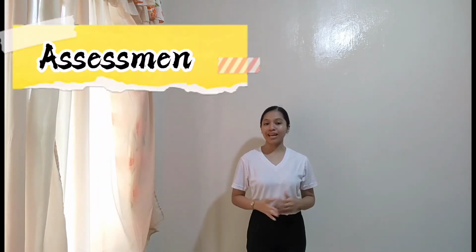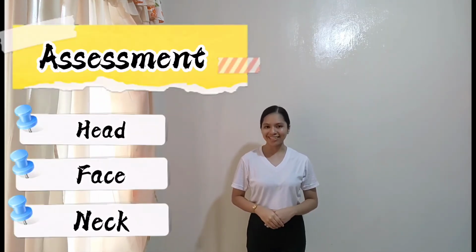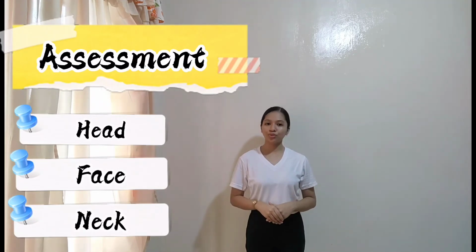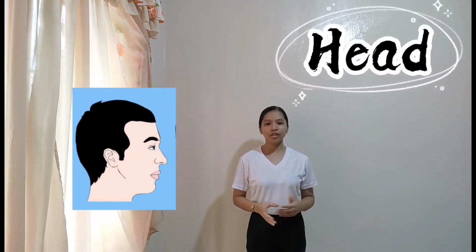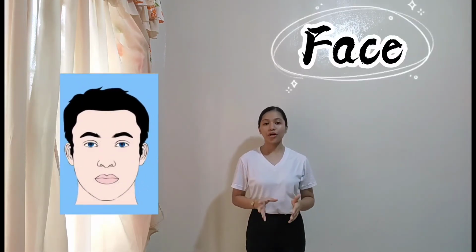I will now proceed to demonstrate the next health assessment, which is the assessment of the head, face, and neck. I will just shortly introduce the parts of the assessment. First is the head. It is the upper part of the body that is composed of scalp and hair, while the face consists of eyes, ears, forehead, chin, cheek, and nose. It is the front of the person's head.